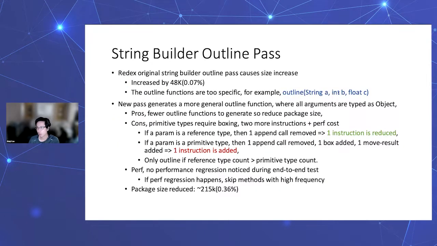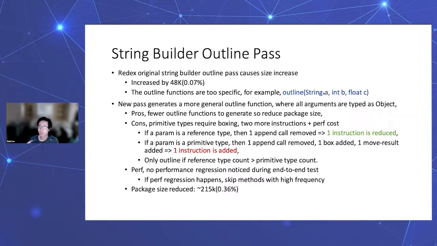Sorry, this should be two strings here and one integer. So for each pattern you discovered, you will generate a very specific outline function. Then each parameter type is exactly each component type.